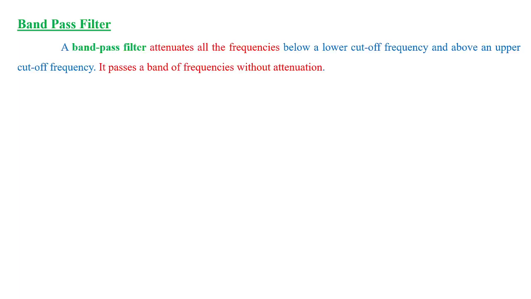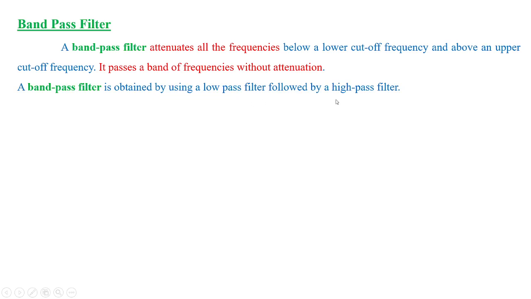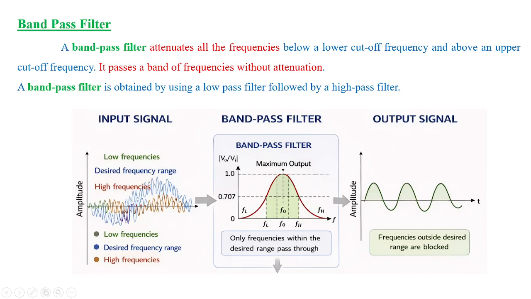So in a band pass filter, what happens is it attenuates all the frequencies below a lower cutoff frequency and above an upper cutoff frequency, and it passes a band of frequencies without attenuation. It is composed of a low pass filter followed by a high pass filter. If you look into the design, the basic requirement is that a signal composed of high frequency and low frequency signals, under a desired frequency, the band pass filter is supposed to allow the required signal from low pass to high pass, so that you can see it in this output signal.